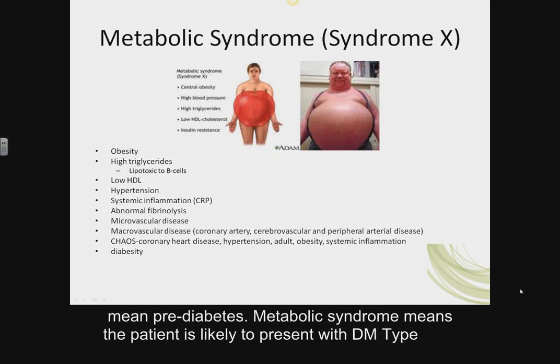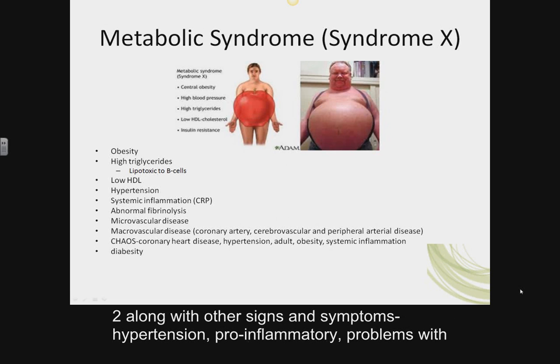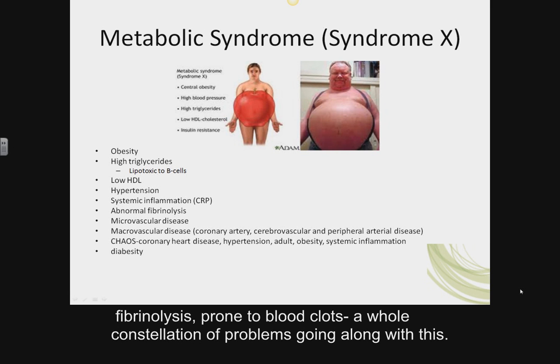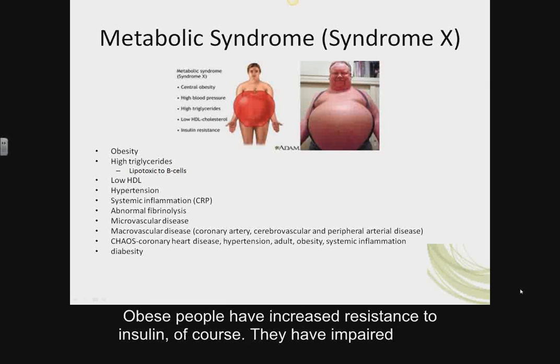Now, listen to me. Metabolic syndrome does not mean pre-diabetes. Metabolic syndrome means the patient is likely to present with DM type 2 along with other signs and symptoms. Hypertension, pro-inflammatory, problems with fibrinolysis, prone to blood clots, a whole constellation of problems go along with this.